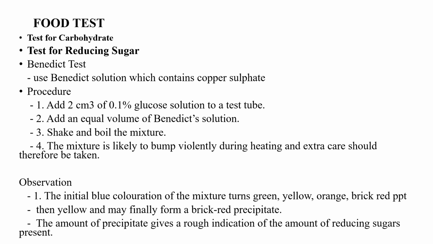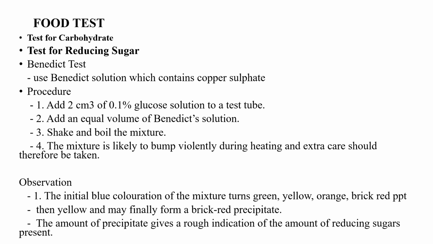So how do we go about it? The simplest way, you take, after you have taken your suspected reducing sugar, that is that food item that you want to test, you want to use to test for the presence of reducing sugar, preferably glucose. So you prepare a solution of it. So you add 2 centimeter cube of 0.1% glucose solution into a test tube.